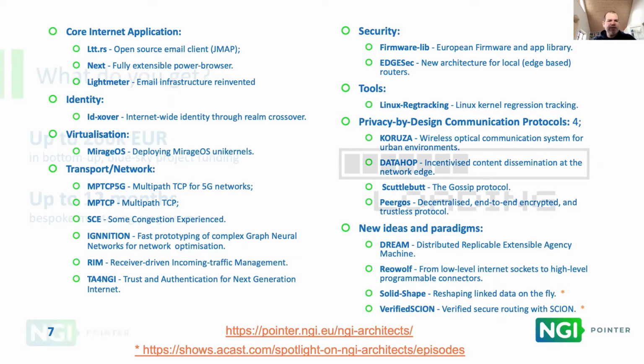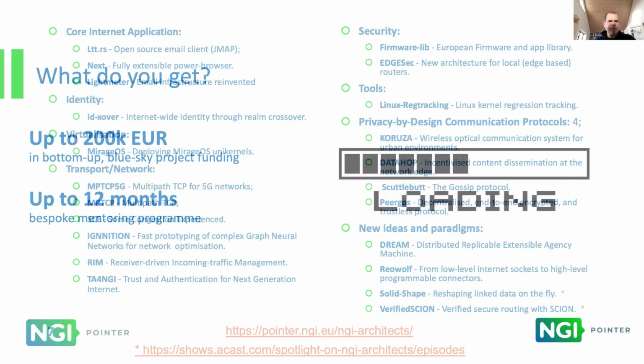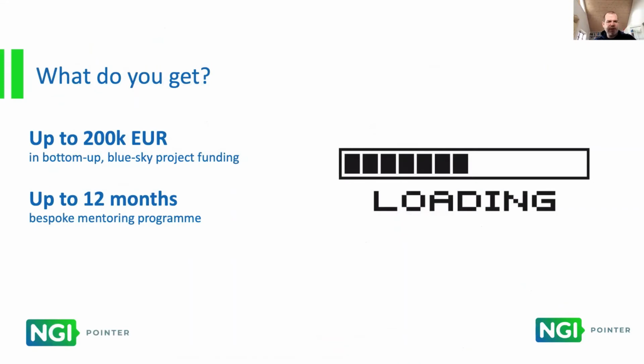So what do you get? You get up to 200,000 euros in bottom-up Blue Sky project funding. And Claire will talk to you about that a little bit more. And then up to 12 months, a bespoke mentoring program. So we discuss a few milestones so that we have a payment schedule that we're creating for you, but everything else is a conversation. We're trying to figure out how we can best support your project in NGI Pointer.